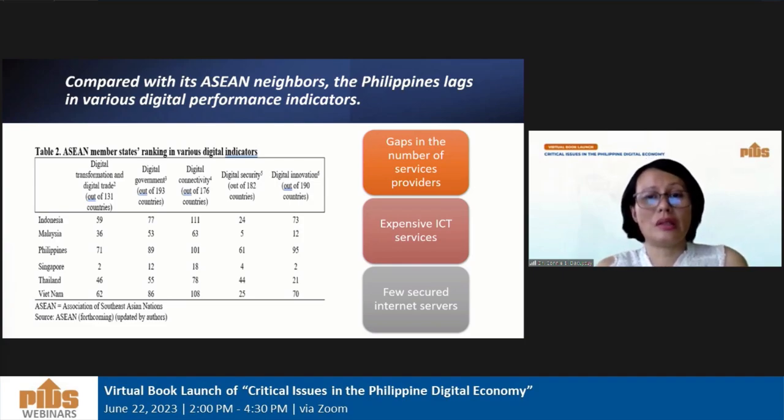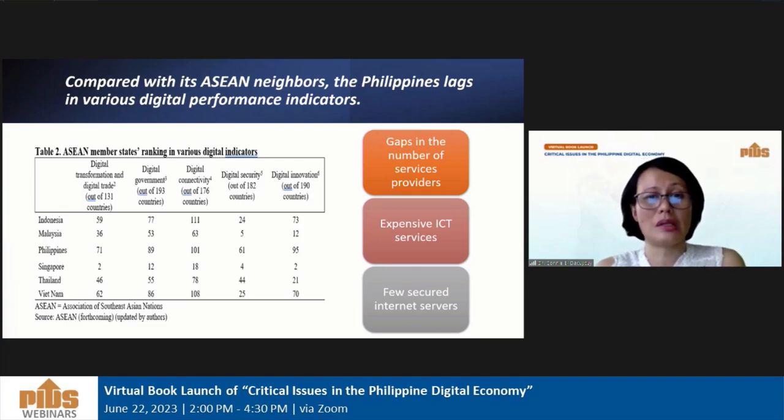The third observation that we note here is that there are few secured internet servers in the country. So in 2010, the Philippines, alongside other ASEAN countries like Indonesia, Cambodia, Laos PDR, and Vietnam, had less than 5 secure internet servers per 1 million people. And then a decade after, the secured internet servers have grown in all ASEAN member states. But the growth in the Philippines had been the lowest.